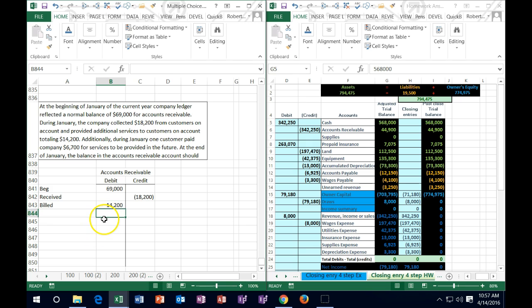And then they kind of throw a curve in here on this one. This one's a tricky one. They're going to say, additionally, during January, one customer paid the company $6,700 for services to be provided in the future. All right, well, is cash affected? Cash is affected in that case. We got paid, so we're going to debit cash. And we're going to credit what? Well, did we do the work? No, if we did, we'd credit revenue. Since we didn't do the work, we've got to credit unearned revenue.